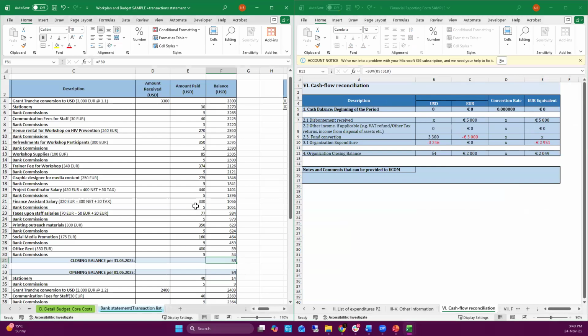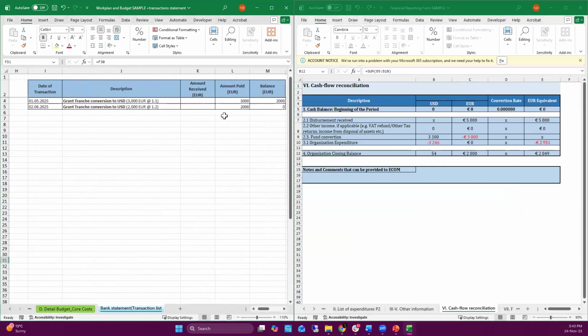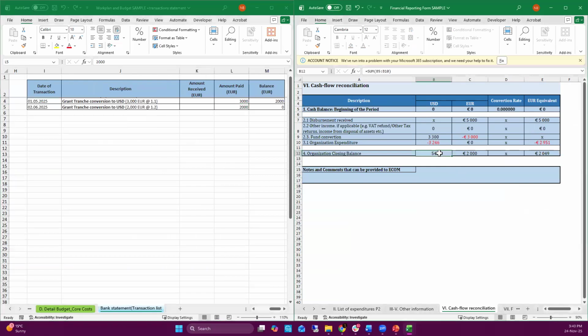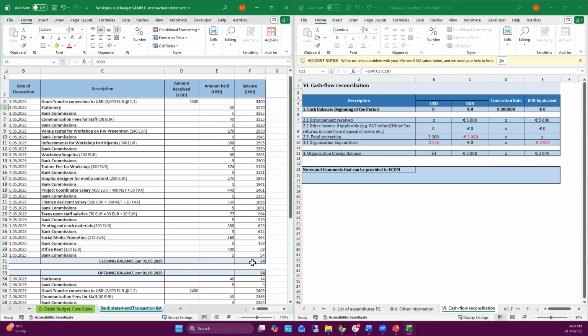But apart from USD, we know that we still have 2,000 euros remaining, which we did not yet convert. So here we see that in USD we have 54 left, we have 2,000 euros left, and the equivalent of the sum of both of these amounts is this amount. Here everything is shown automatically, and it's correct because we need to compare this to the statement. So this is correct, 2,000, 2,000. If we go to the closing balance of the USD statement, we also see that here is 54 and here is also 54.